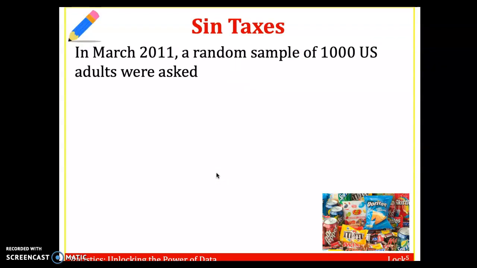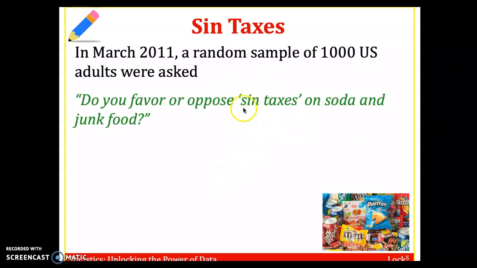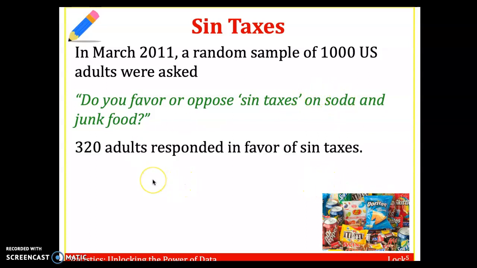Okay, let's look at another example. In March 2011, a random sample of 1,000 U.S. adults were asked, do you favor or oppose, quote, sin taxes? So taxes on soda and junk food. Now, most states already have sin taxes on things like alcohol products. There's a tax on alcohol, tobacco, that kind of thing. But this was asked about maybe more benign issues like soda, highly sugary products, or junk food.